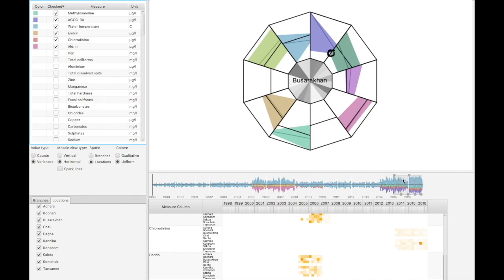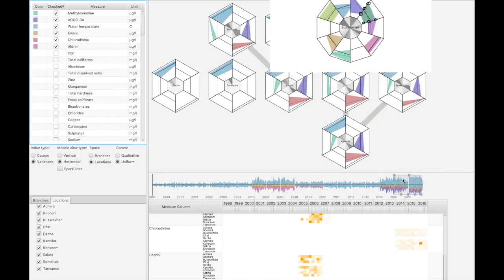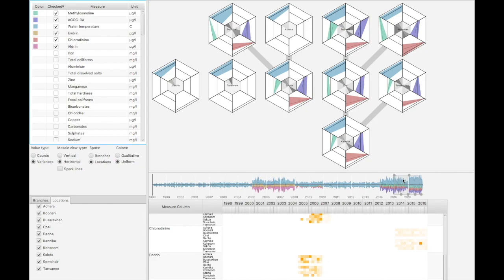The left side shows the local minimum, the local median, and the local maximum of the first window, and the right side shows the local minimum, the local median, and the local maximum of the second time window. We can now perfectly see that methyl osmoline drastically increases for the selected windows in Cosum and Somcher, whereas it decreases for the remaining locations with one exception in Chai.